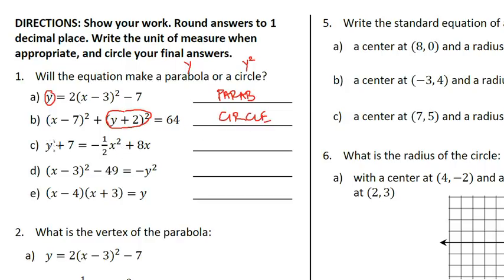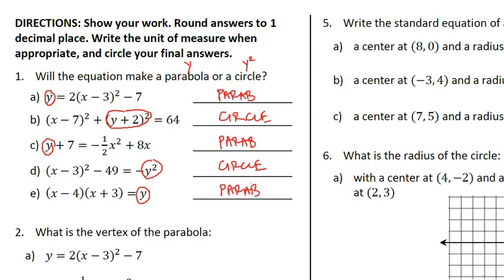This next one, easy enough. We've got a y variable that is not squared. That is a parabola. This next one, well, our y variable is squared. That means it must be a circle. And then our last one, if you look at this, the y variable here is not squared, and that means it must be a parabola.